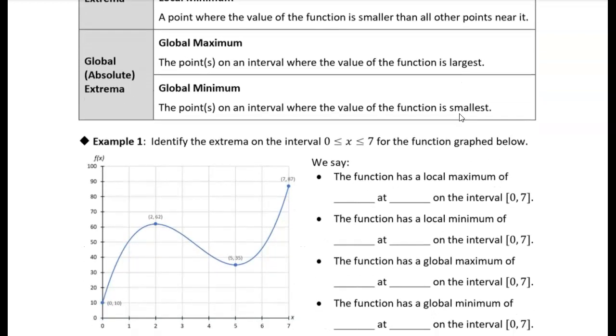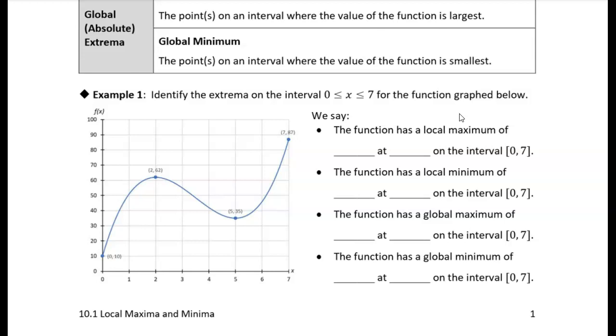Let's take a look at example 1. We're asked to identify the extrema on the interval from 0 to 7. So we're restricting our interval just to from 0 to 7, and we want to find the extrema. First, let's find a local maximum. We're looking for a point that's bigger than all the points near it. If we look at this point right here, you can see that it's bigger than all of the points near it. So we can say that the function has a local maximum of 62. That's the value of the function at x equals 2.